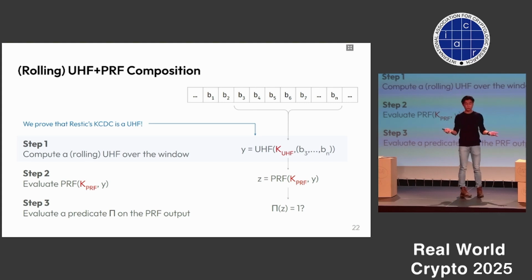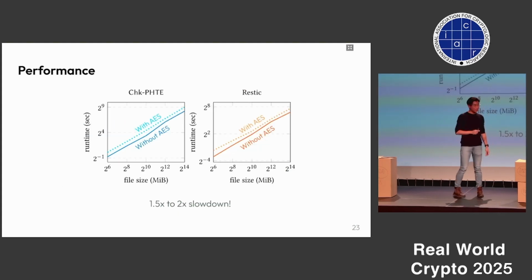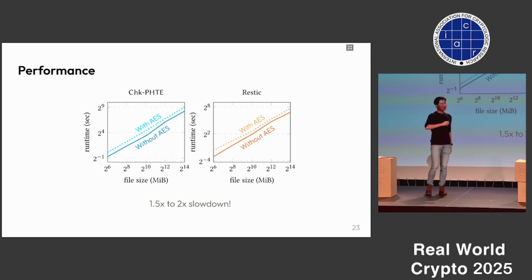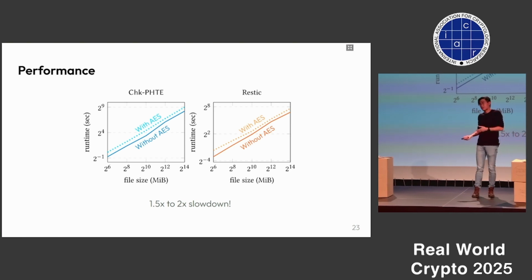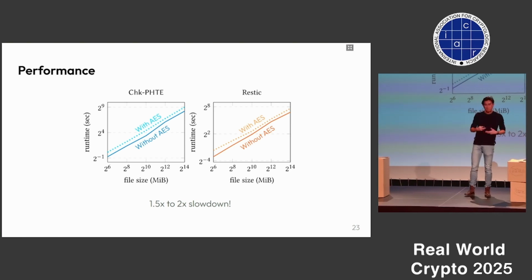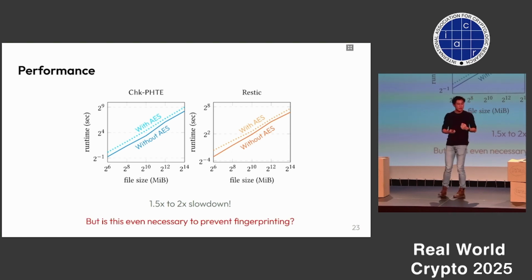And this is great because it's good to recycle, especially furniture. So what we can do is we can just apply a PRF, say AES, on top of the Restic KCDC, and we get, well, we do get a slowdown, but at least it's secure. Now, this leads me to a final discussion. So it does incur a 1.5 times to 2 times slowdown. So this is not great, but is this actually necessary to prevent fingerprinting?